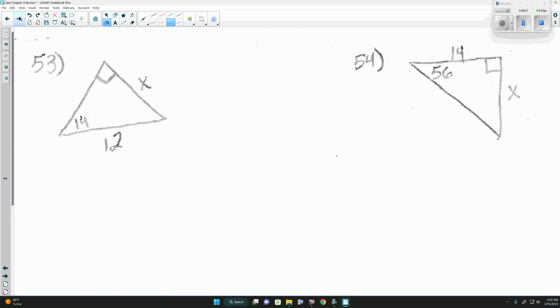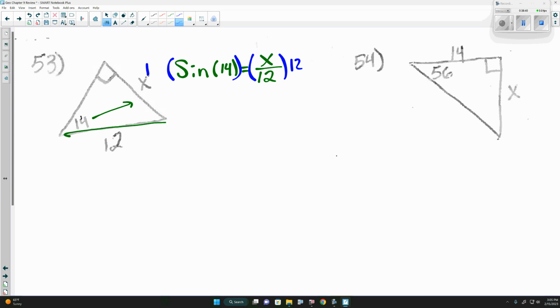Let's look at 53. So they gave us one side that is 12, is it the hypotenuse, opposite 90, yes? So that means we're using sine or cosine. Now, 14 is our angle. X, the side we're looking for, is opposite, so we have to use sine. So sine of 14 is equal to the opposite side length over 12. Our first step here is to multiply both sides by 12, telling us x is equal to 12.